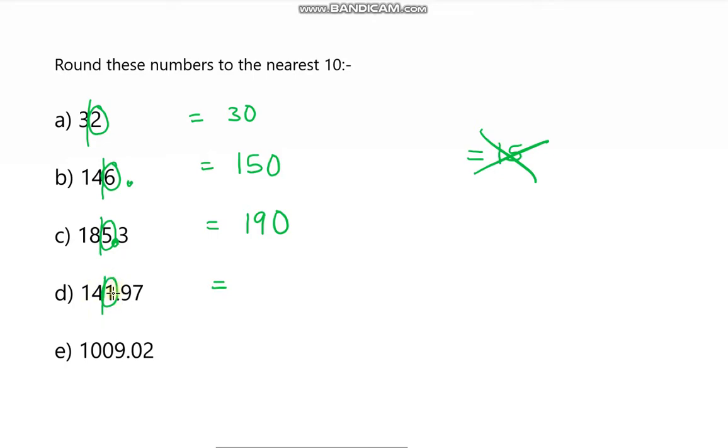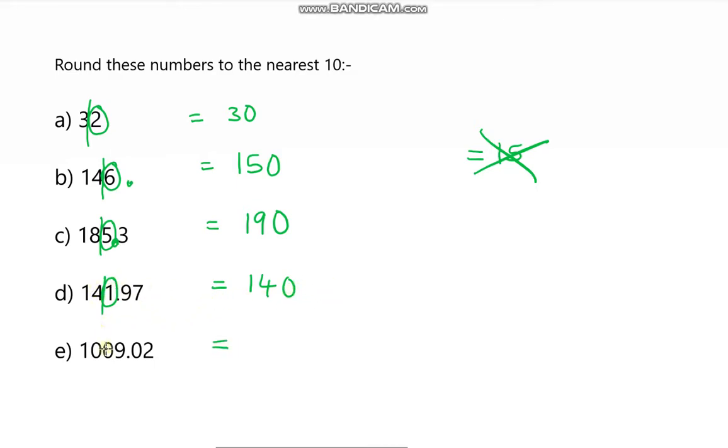This is less than 5, so this stays the same. So this is just 140. Okay, 3 numbers before the decimal, 3 numbers before the decimal. The 1 and the 4 stay the same, and the 1, that becomes a 0.